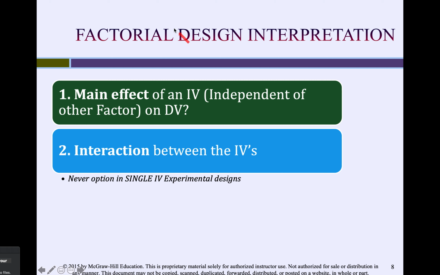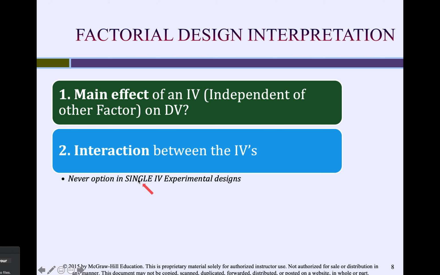Okay. So basically, factorial design interpretations, moving away from the results of that particular study, we're basically looking for a couple of things. Number one, we're looking for the main effects of both of the IVs, or the independent effect of each factor, on the dependent variable. So we're looking for the main effect of an IV on the dependent variable regardless of the other factor. And we're doing that twice, right? We're looking for main effect 1 and main effect 2. The other thing that we're looking for is the interaction between the independent variables. What happens when we put sociability of Confederate level together along with the amount of M&Ms that were eaten at the same time?